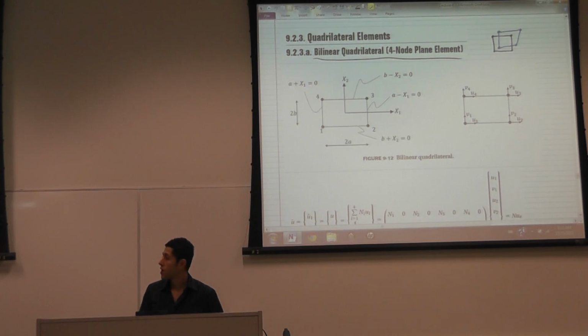So you're limited to whatever object that you're deforming. When you use those elements, you're limited in that the only way it can deform is such that it keeps its sides straight. It has 8 degrees of freedom, 4 nodes, 2 degrees of freedom per node.